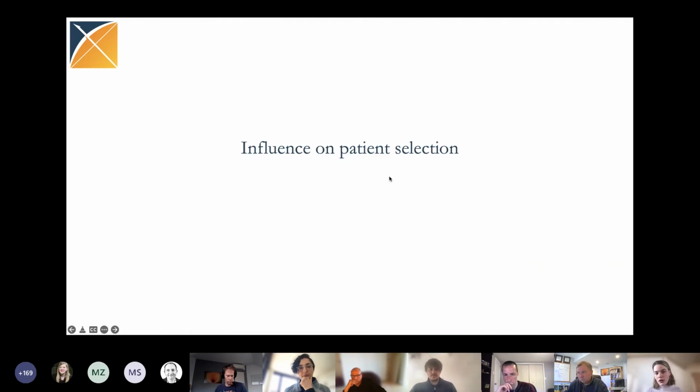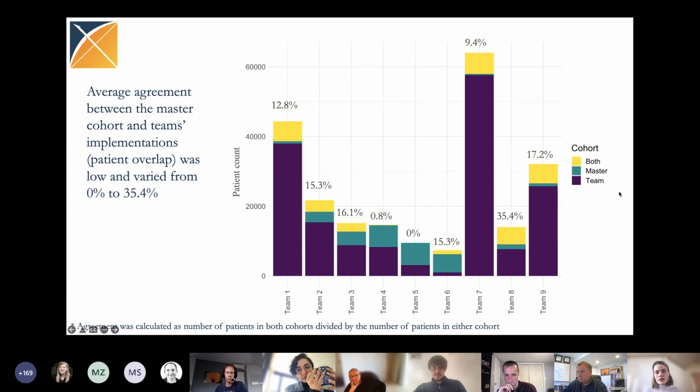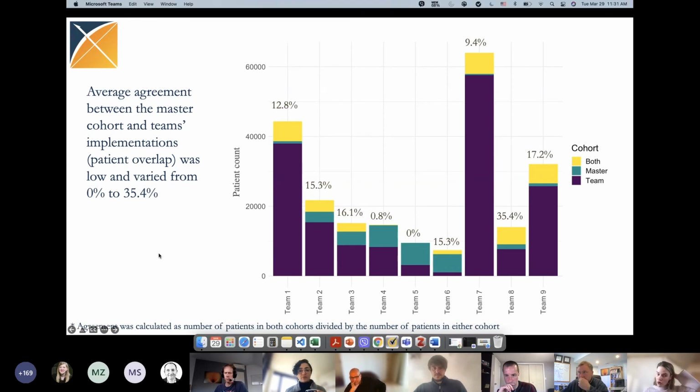And well, the next question is, okay, we saw that there were a lot of deviations, but do we get any influence on the patient selection? Maybe we just get the same patients regardless of how many deviations we had in the implementations. First of all, let's take a look at the cohort overlap. So what you see here is, again, per team, the number of patients in the master implementation, in the team implementation in blue, and the overlapping number of patients in yellow.